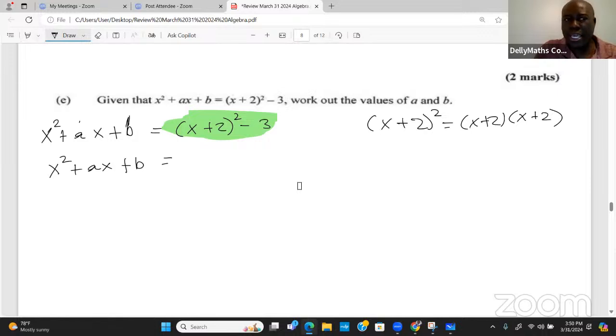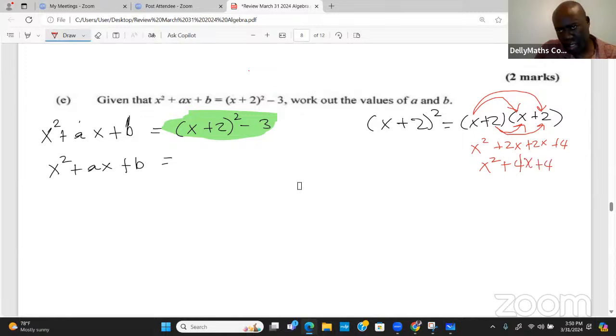There are multiple ways to get this answer. I'm just going to approach it one way. You could multiply these two, so that is x squared. Then you multiply these, that is plus 2x. Then you multiply this, that is also 2x again. Then you multiply this, and that's positive 4. Finally, this is actually x squared plus 4x plus 4.